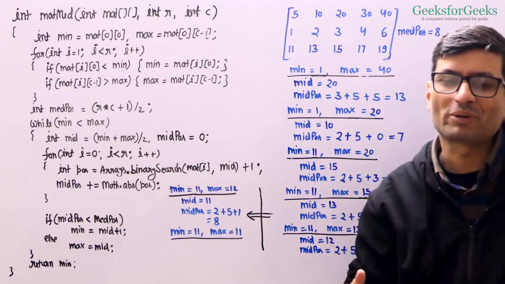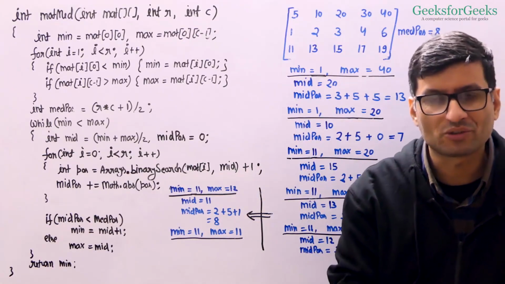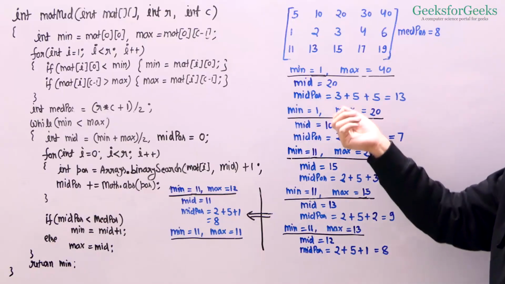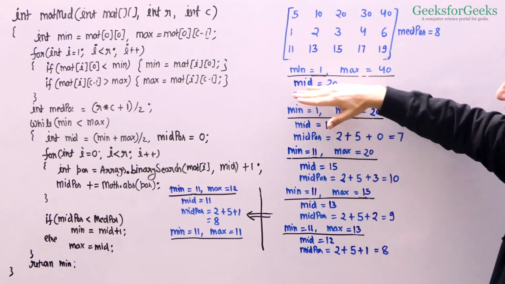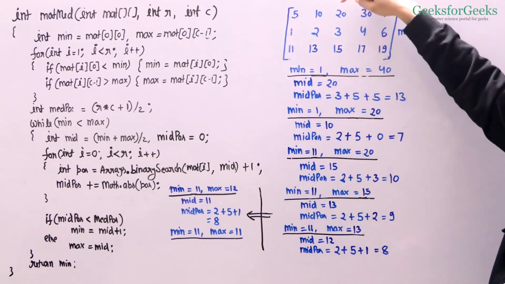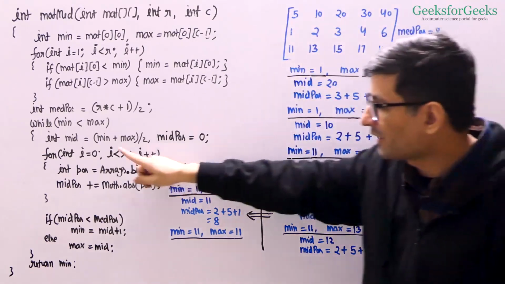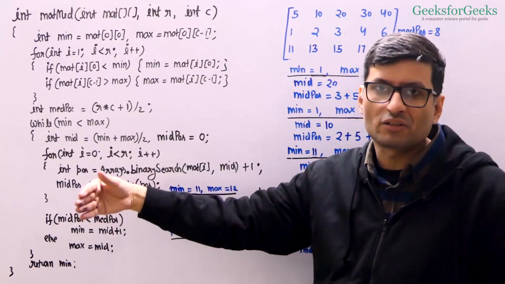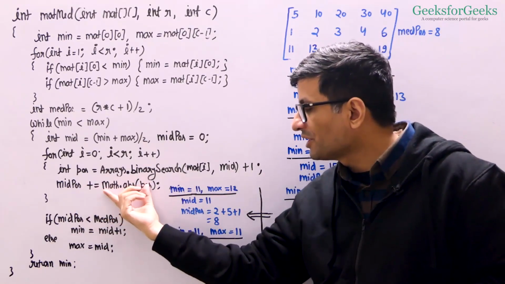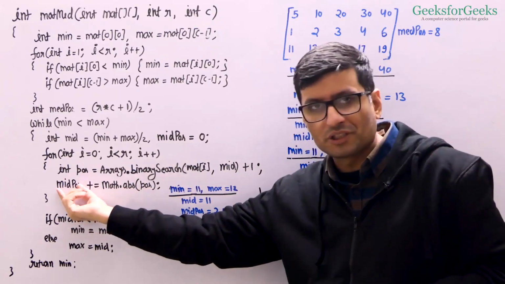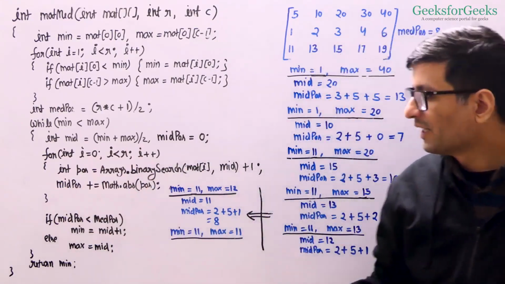We are using the property of our input question that every row is sorted. So we compute the mid element as 20. And after I find the mid element as 20, we find the position by doing binary search in every row. So we find the position of mid in every row and we add all the positions. We are adding all the positions that we found to the mid position, and that's how we update the mid position.